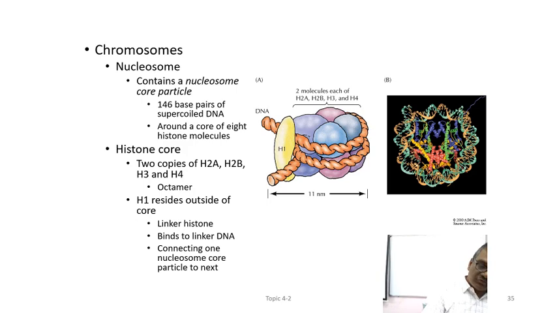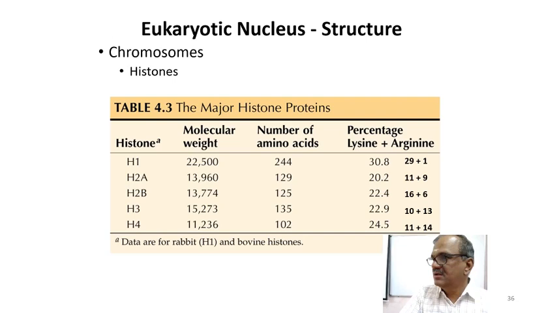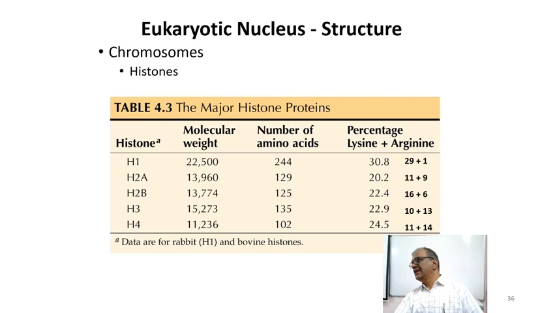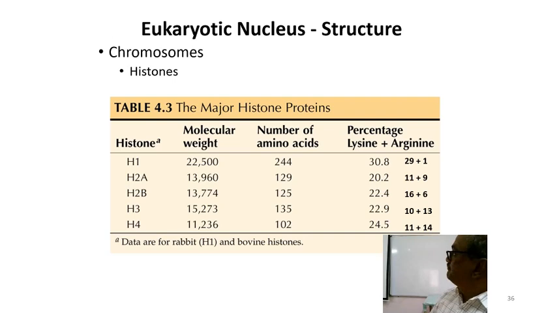So you can see the percentage of lysine and arginine in the different types, H2A, H2B, H3, H4 and H1. Total amino acids are very high in the linker as compared to other proteins, and very low in case of H4. The molecular weight is similarly very low in the case of H4, whereas it is very high in case of H1. Then the ratio is also, you can see that the lysine content is very low in case of H4, lysine plus arginine.